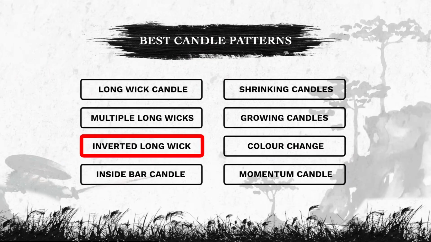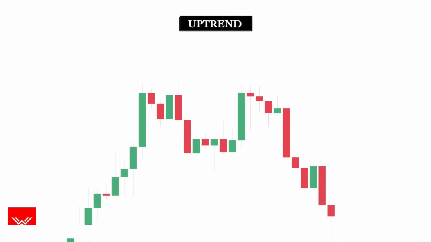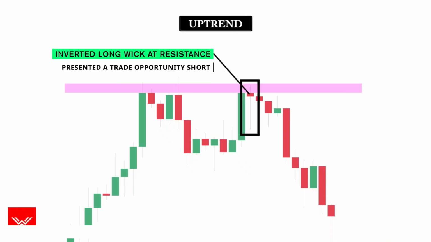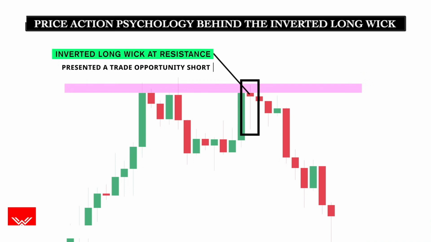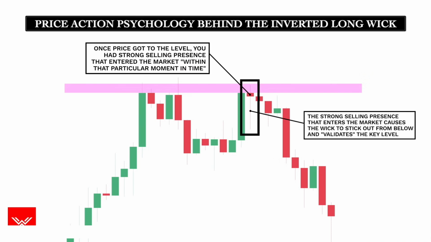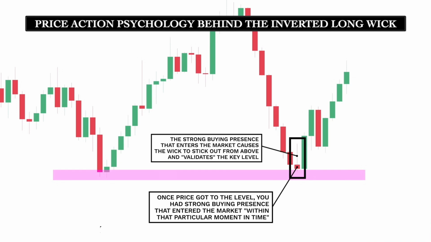Next, the inverted long wick candle. This is like the long wick candle, but the wick sticks out in the opposite direction of the moving trend. In an uptrend, price came up and formed an inverted long wick candle at resistance, suggesting a short. The psychology: strong sellers entered immediately, pushing price down and forming a wick below the body. In a downtrend, it's the reverse. Strong buyers immediately pushed up when price hit support, forming a wick above the body.